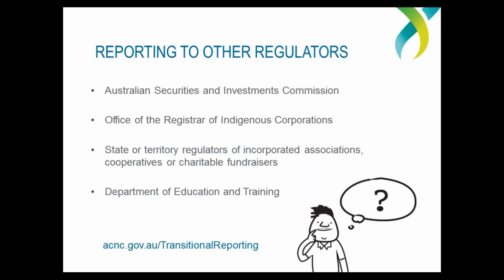So we've spent quite a bit of time talking about your reporting obligations and requirements to the ACNC, but it's important to remember that many charities also have reporting requirements to other regulators and authorities. Whether you need to report to other regulators might depend on your legal structure, where you are located and where you are operating. Organisations which are structured as companies limited by guarantee might have obligations to the Australian Securities and Investment Commission, that's ASIC. If you're an incorporated association, you might have obligations to your state or territory regulator. That might be something like Consumer and Business Affairs or Fair Trading, for example.